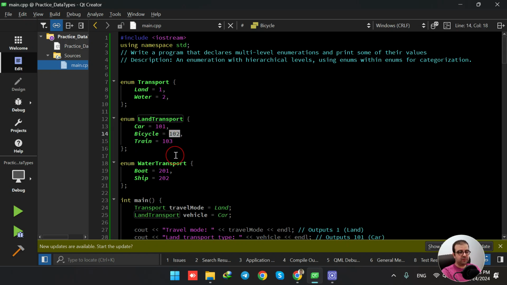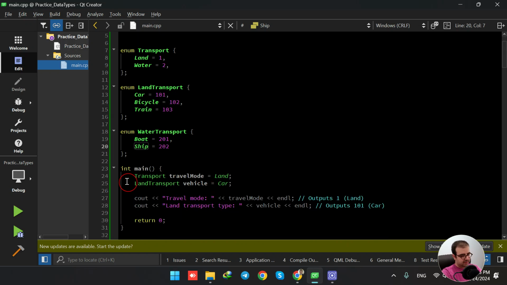Instead of remembering to write down 102 means bicycle of the land transport enum, we simply write down bicycle, so we remember we're talking about bicycle in the code instead of decoding. If it is written 102, it means that we're talking about bicycle. If it is written 202, it means that we're talking about ship. So it is easier to deal with the names in the code, and we can improve readability.